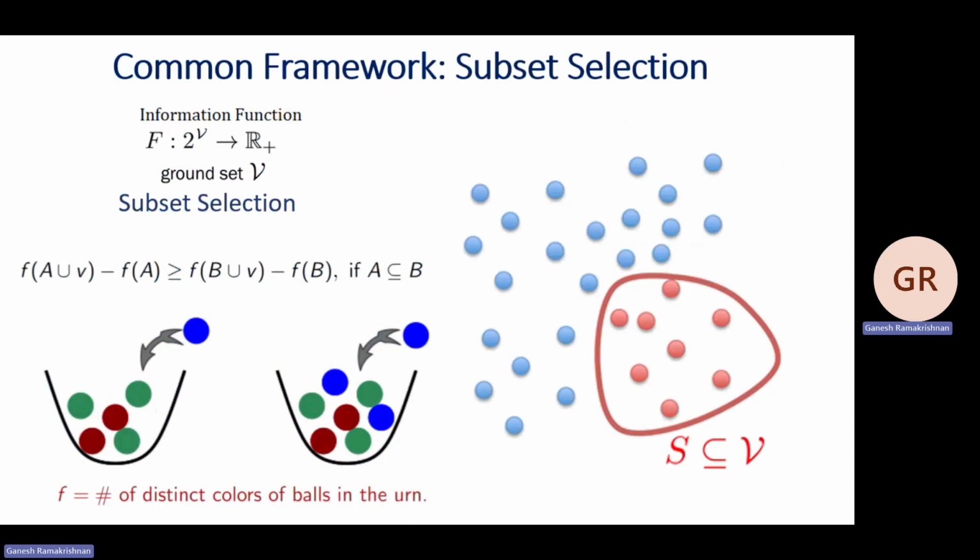On one hand, we have these functions called submodular, which have diminishing returns. These are not defined on continuous spaces, but on discrete sets.